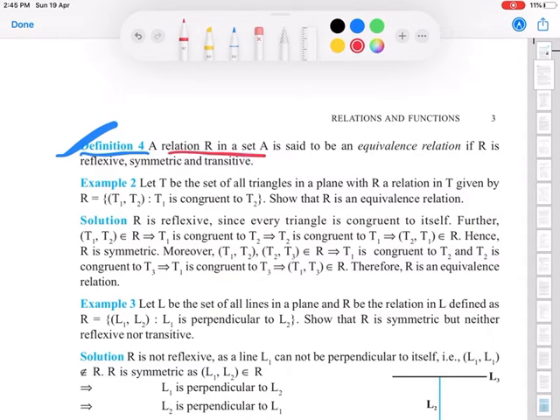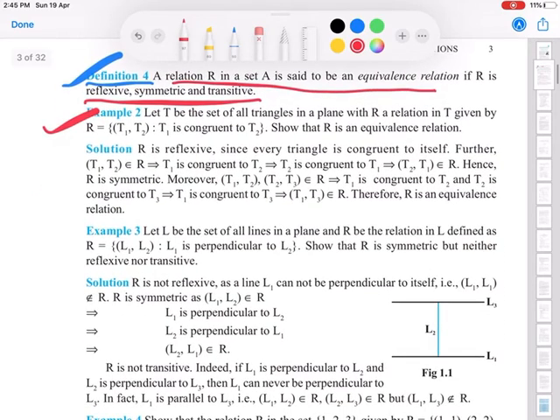A relation R in a set A is said to be an equivalence relation if R is reflexive, symmetric and transitive. They have given an example here, so let us take this example. Let T be the set of all triangles in a plane with R a relation in T given by R = {(T1, T2): T1 is congruent to T2}. Show that R is an equivalence relation.